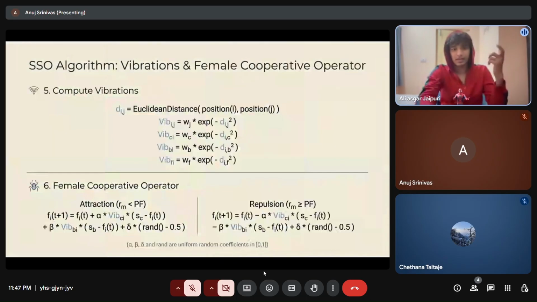The next slide will look at the algorithms, which are the vibrations of the female operator. This slide breaks the algorithm into step-by-step actions. Step 5 is computing the Euclidean distance between spiders to determine vibration strength. Step 6 applies the female cooperative operator. If the random value is less than the probability factor PF, the female is attracted to good solutions. Otherwise, she repels from bad solutions. This dual mechanism ensures exploration and prevents stagnation.